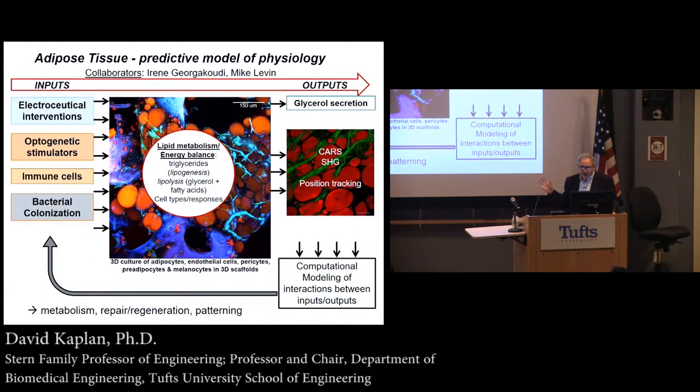And we're using these kinds of very functional tissues for all kinds of metabolic studies, all kinds of tissue repair, and regeneration studies and patterning studies, which I won't go through today, but these are all done in collaboration with both Irene, who you've heard about already, as well as Mike Levin in the biology department up on the Medford campus. But what we're trying to do is establish this system as a sort of a physiological reactor that we can perturb in different ways and look at how it responds.